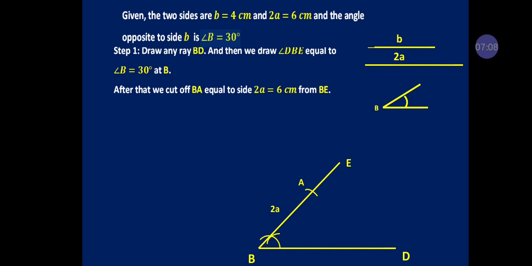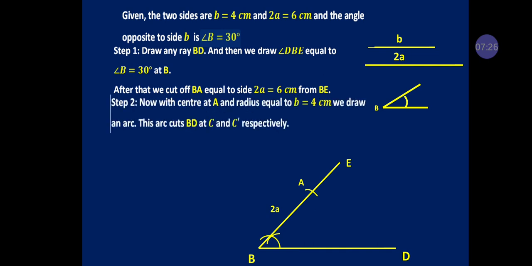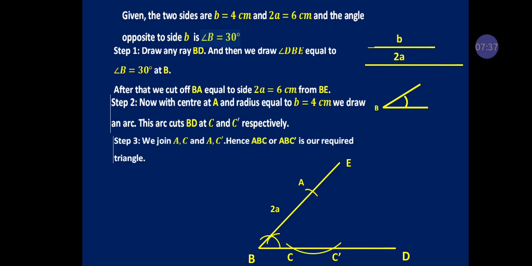Now there is a trick after that. Place your compass at A, and with radius equal to the opposite side, we draw an arc. Here the opposite side is B, so with radius equal to B, we draw an arc from point A. You can see the arc intersects BD at C and C prime respectively. Then just connect A with C and A with C prime to complete your construction.